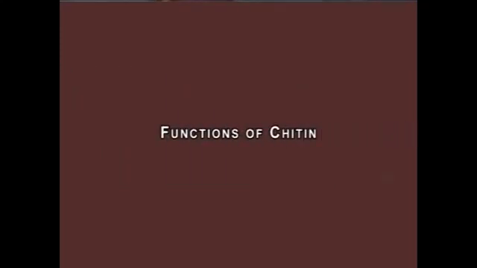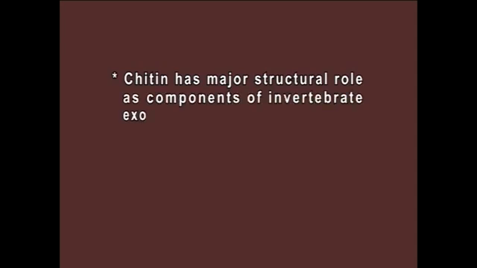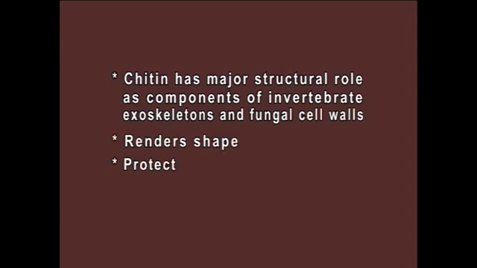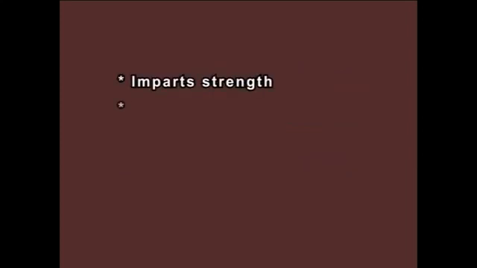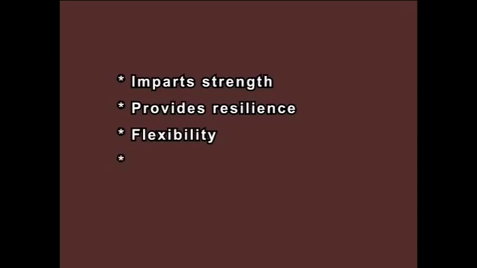Functions of chitin. Chitin serves several biological roles and has several distinguishing properties which we can outline now. Chitin has a major structural role as component of invertebrate exoskeletons as well as fungal cell walls. It also renders shape to the cell and the organism. It provides protection against desiccation. It imparts strength, provides resilience, flexibility, and also protection against predators.